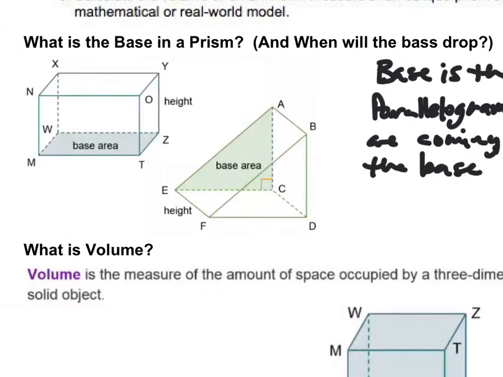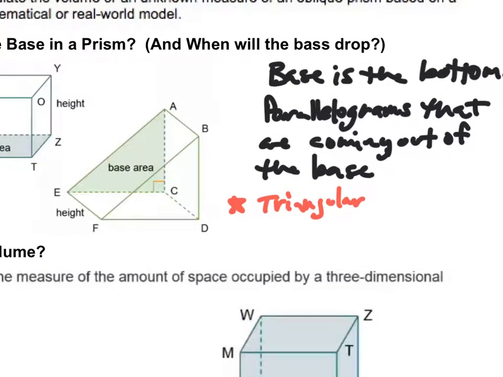So the base area, especially on, and let's put a little star here, on a triangular prism, the base is a triangle. A lot of people get screwed up and think that EFDC, this part down here, is the base. But it's really this triangle that's your base.